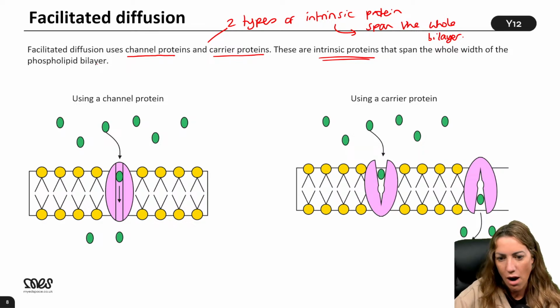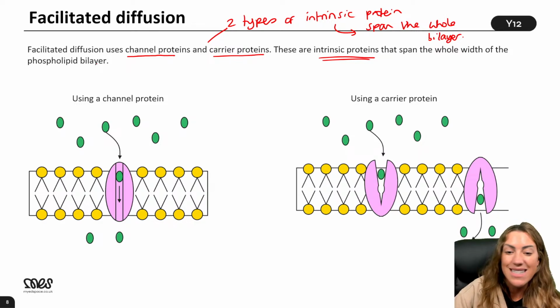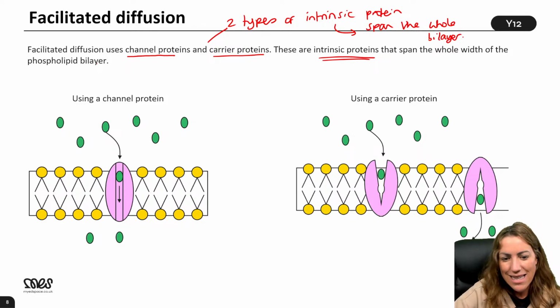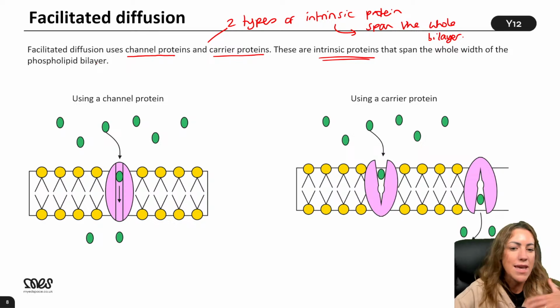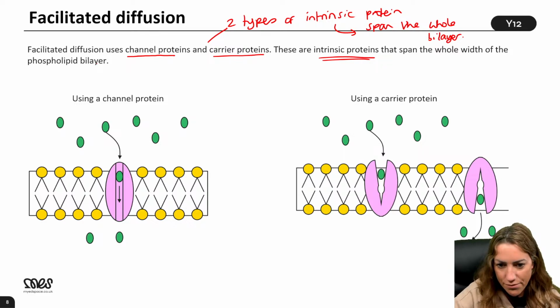Are transfer RNAs carrier proteins? No, because they're not in the cell membrane. They're not made of protein. They're made of RNA, they're made of nucleic acid. They're in the cytoplasm. They go to the ribosomes. They carry amino acids to the ribosome. So no, they're not part of the cell membrane.